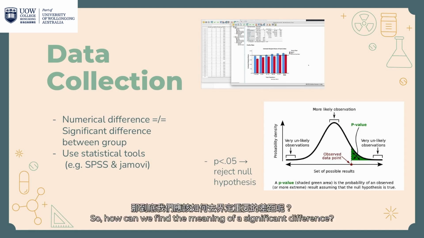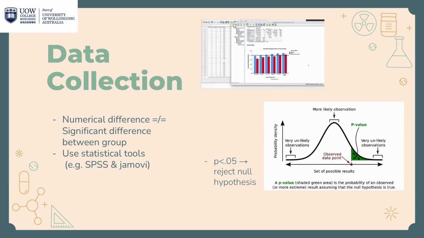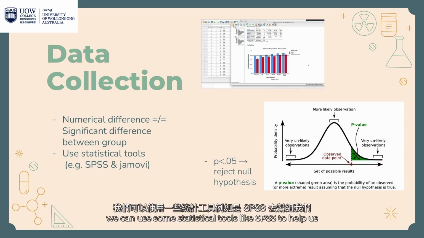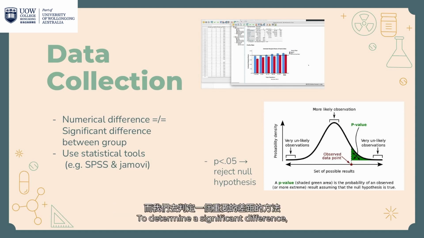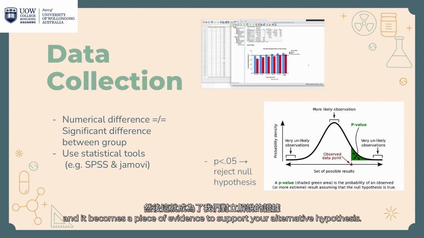So, how can we find the meaning of a significant difference? We can use some statistical tools like SPSS to help us and generate a report. To determine a significant difference, there is a complicated formula behind it and I will not go into details in this video. But one thing to ponder is that after you run the statistical analysis, a p-value will be the indicator of whether you can reject the null hypothesis of the study. If p is smaller than 0.05, it indicates that you can reject the null hypothesis, and it becomes a piece of evidence to support your alternative hypothesis.